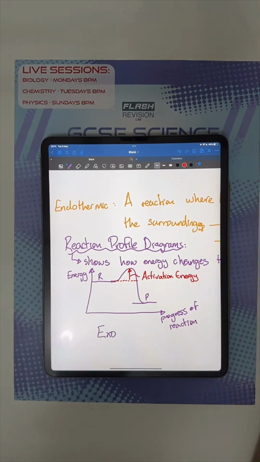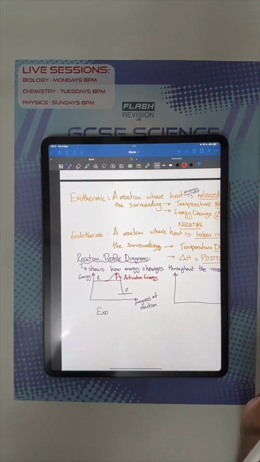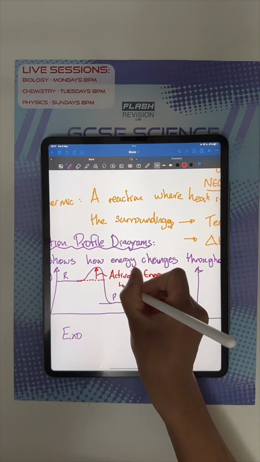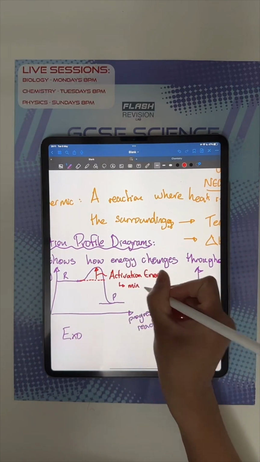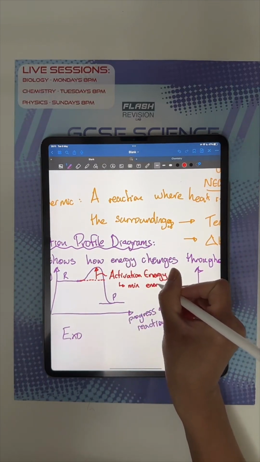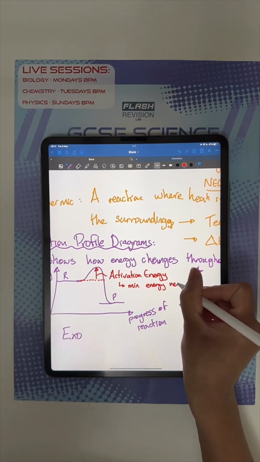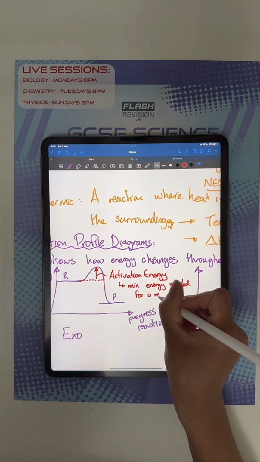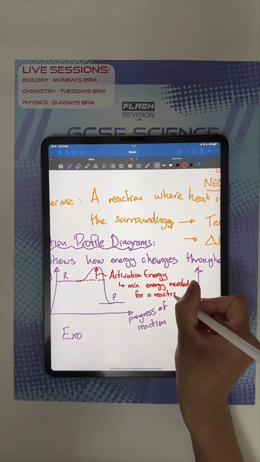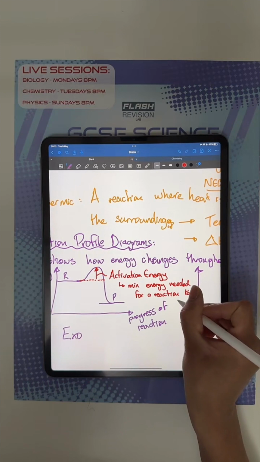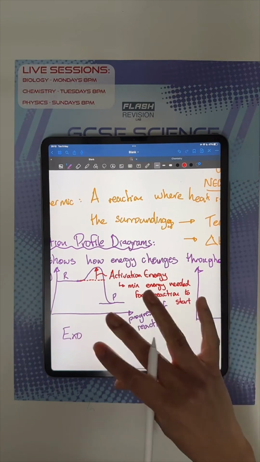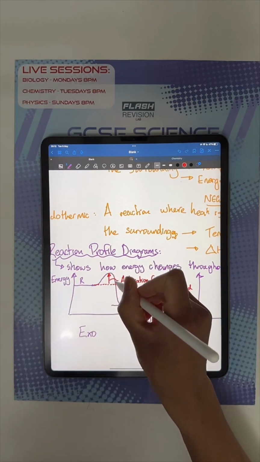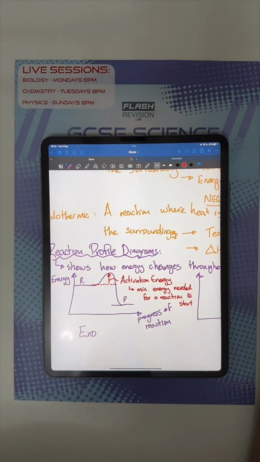Activation energy is basically the minimum amount of energy needed for a reaction. Let's write this here. Minimum energy needed for a reaction to start. So basically the reaction needs to go over this hump. It needs to go up. And then after that, it naturally happens.